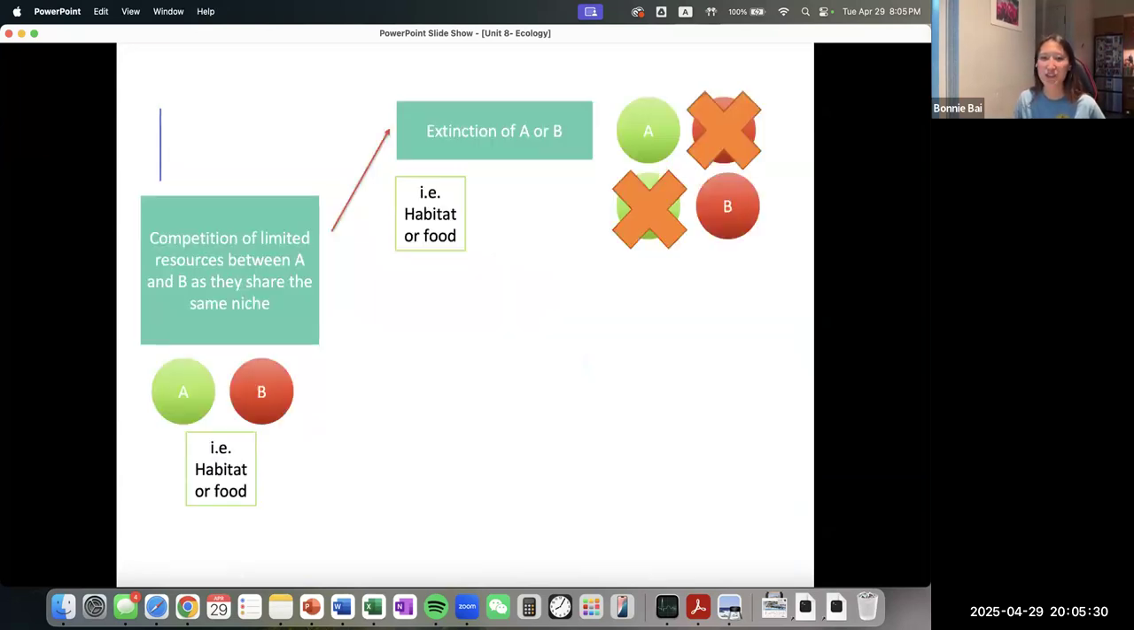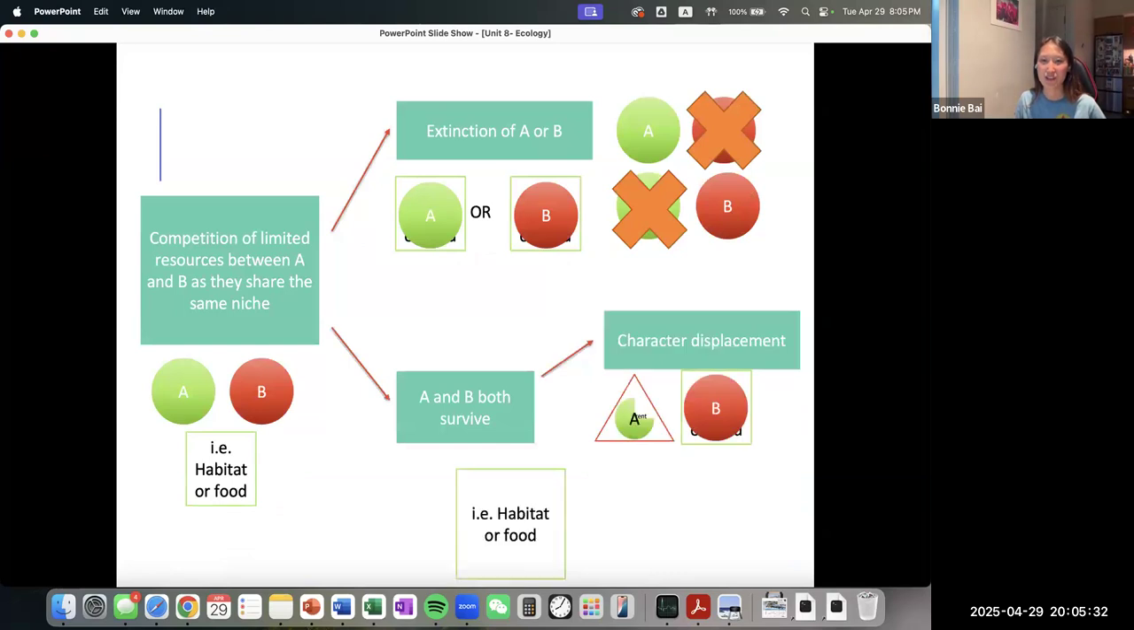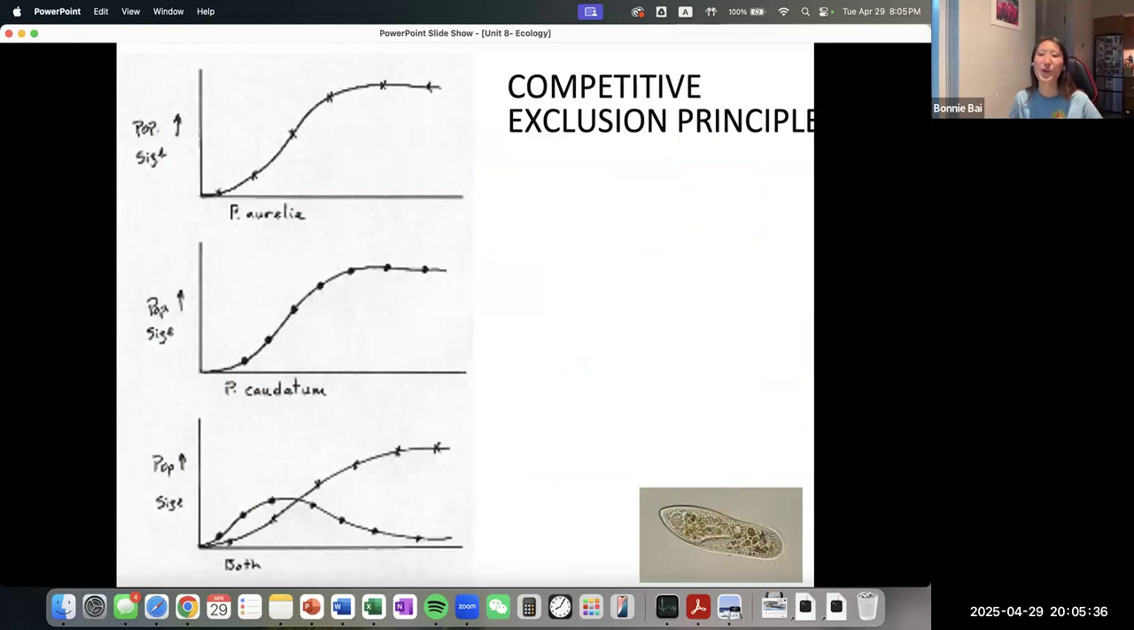Okay, so I'm just gonna click through this. This is the same thing, but not chicken patties anymore. Okay. There's this principle called competitive exclusion principle. You don't need to know the name, but the idea here is if you're sharing the exact same niche, there's not enough resources. One potential outcome is one gets outcompeted.